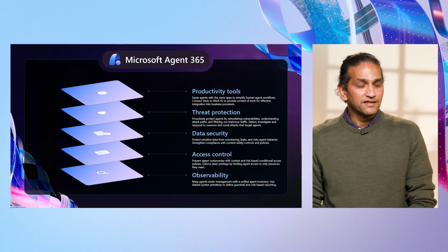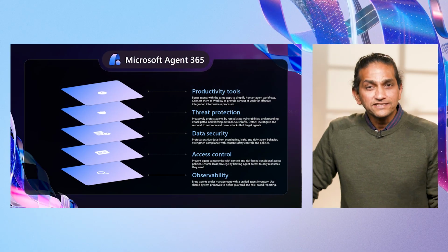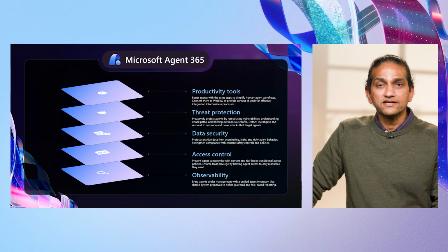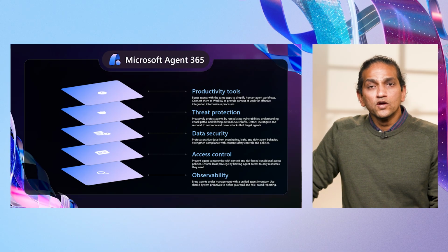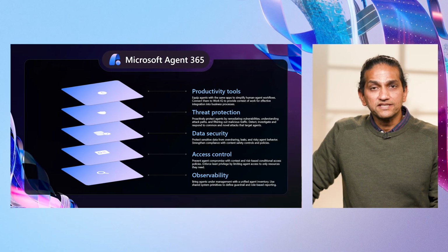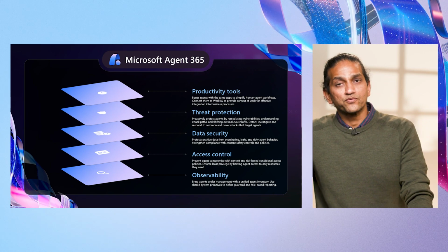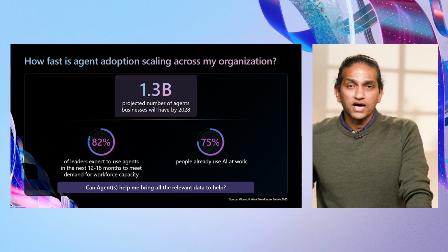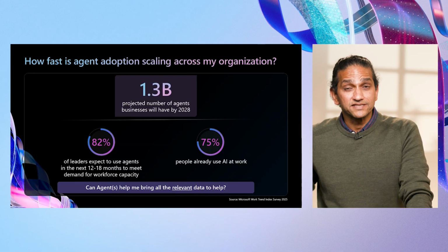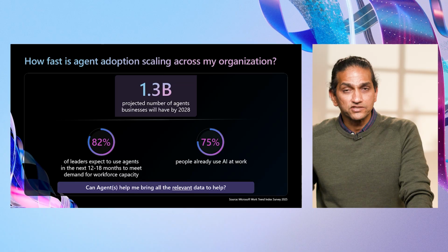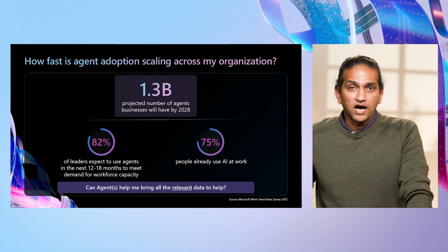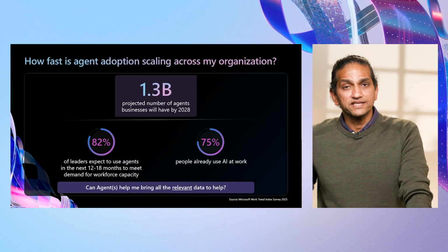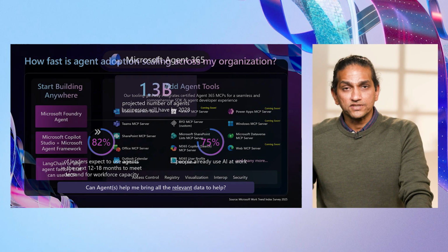And with that, let's do a quick recap. Agent 365 is the control plane for AI agents, giving IT a secure, centralized gateway to enterprise-grade tools for observability, access control, data security, and threat protection. Now, by 2028, businesses are projected to have 1.3 billion agents, a massive new population to manage. Today, we focus on how these tools, especially those for productivity and operations, empower agents to drive real business outcomes.